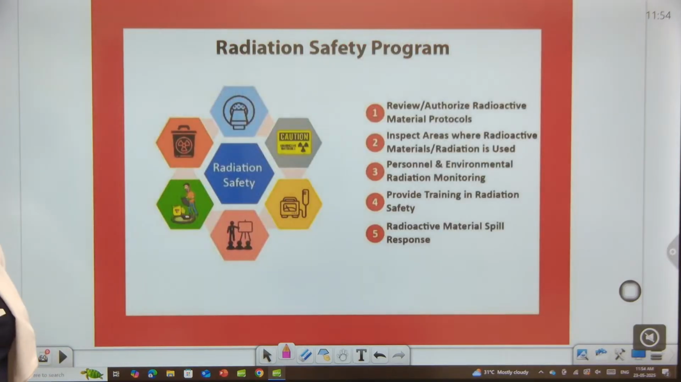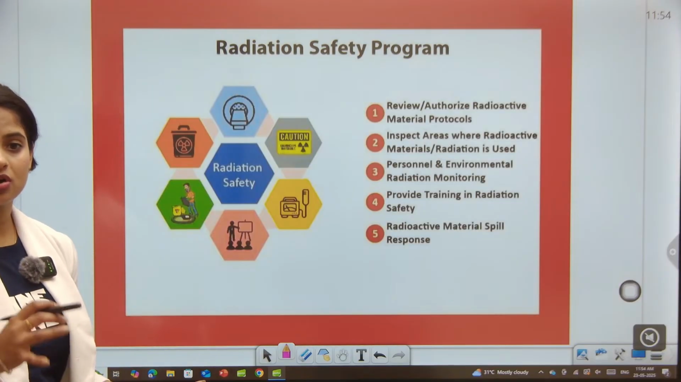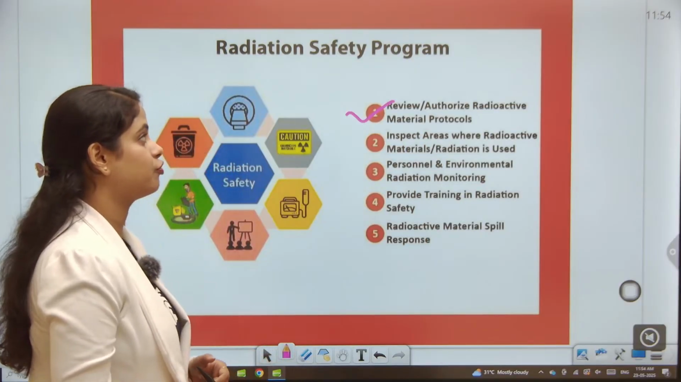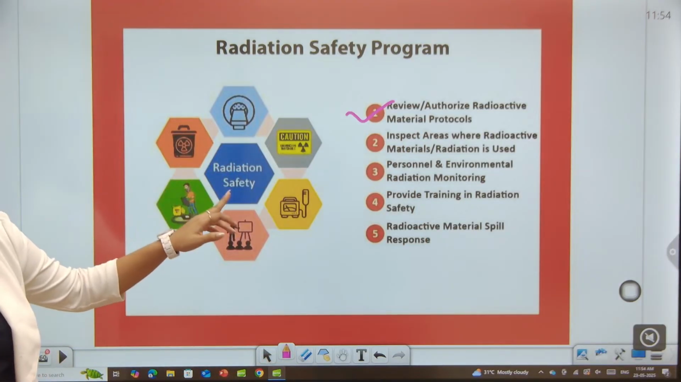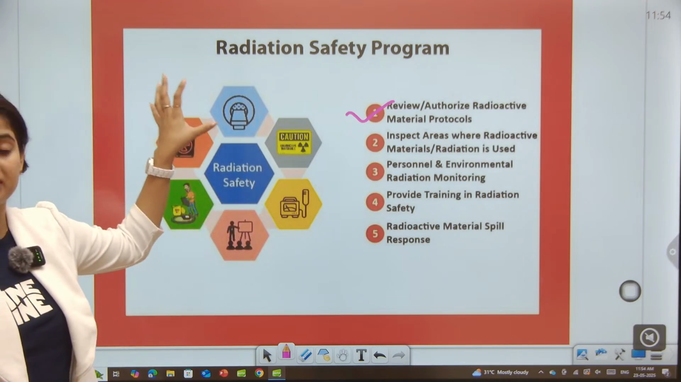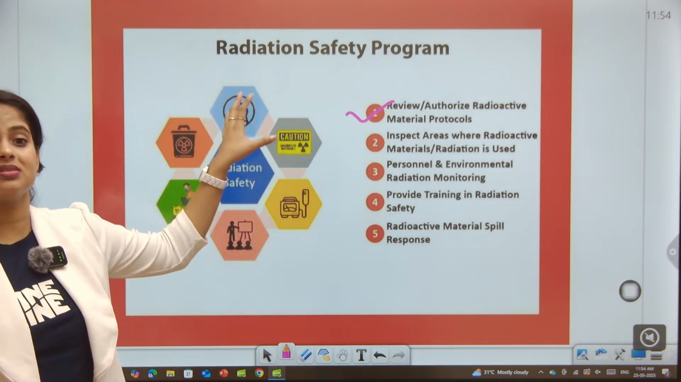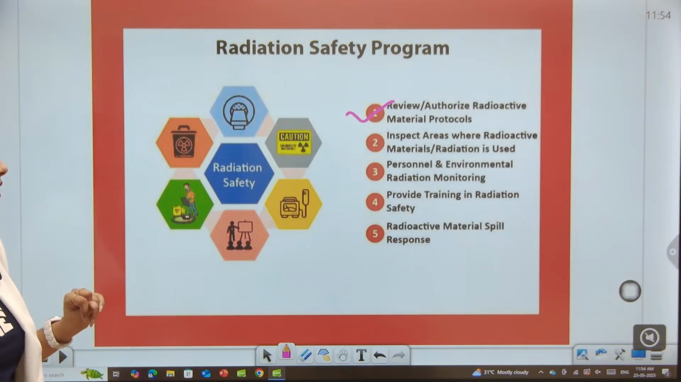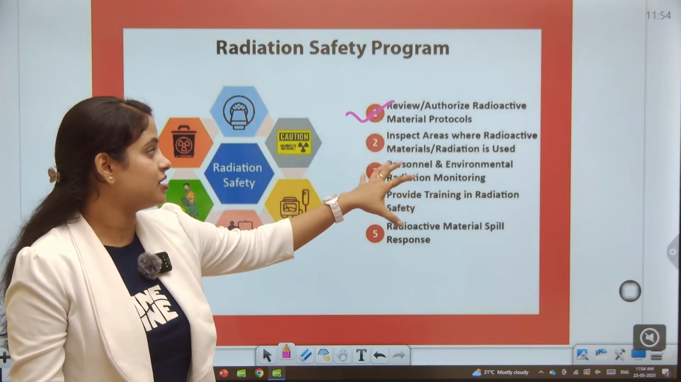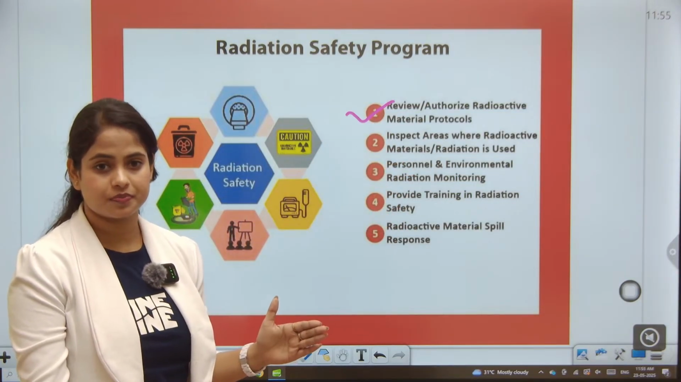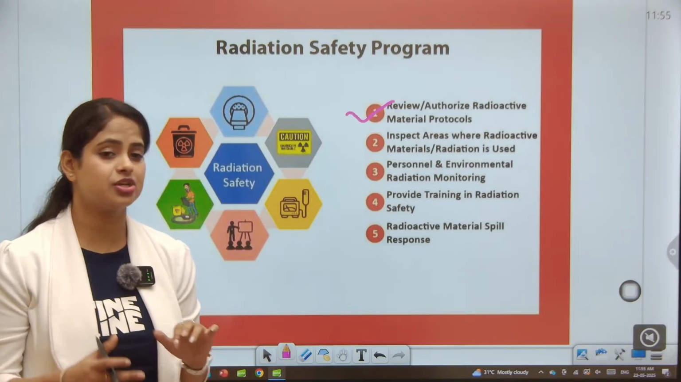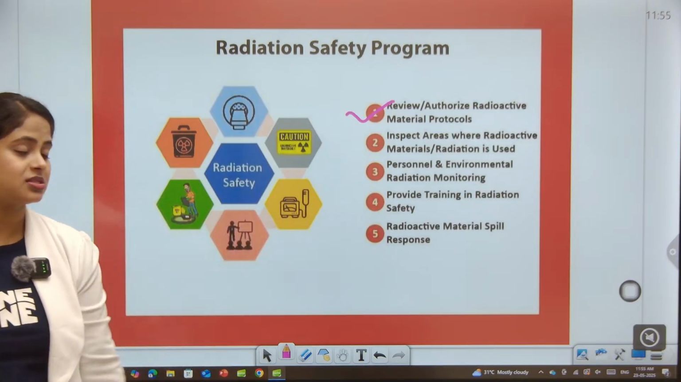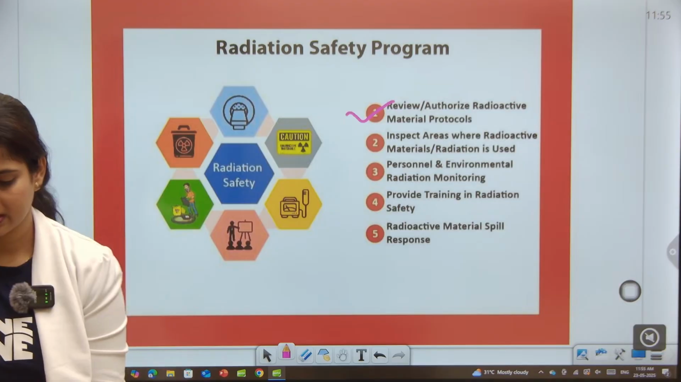Clear? Next, see. The radiation safety program first reviews the authorized radioactive material protocols and inspects areas where radioactive materials and radiation are used. I am describing what the radiation safety program is, not the 1986 act. Just keep it in your mind. It also does personal and environmental radiation monitoring, provides training in radiation safety, and handles the response to radioactive materials. Okay, next, see.